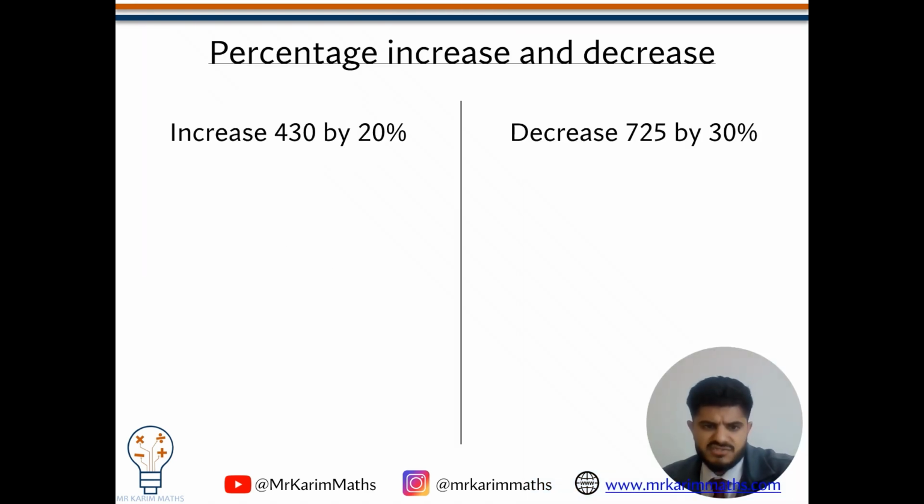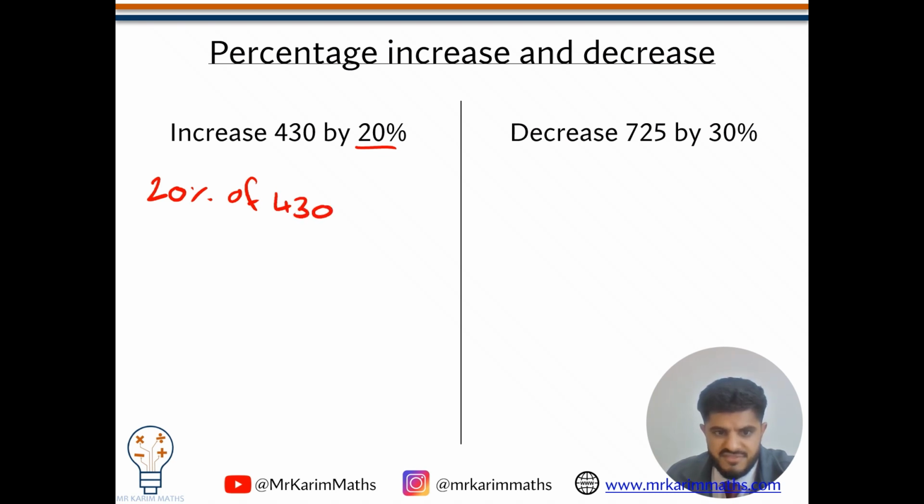Question says increase 430 by 20%. So here's what some people do. They try and find 20% of 430. If you remember the video I did last time on percentage of amounts, we're going to do 0.2 multiplied by 430, which gives us 86.